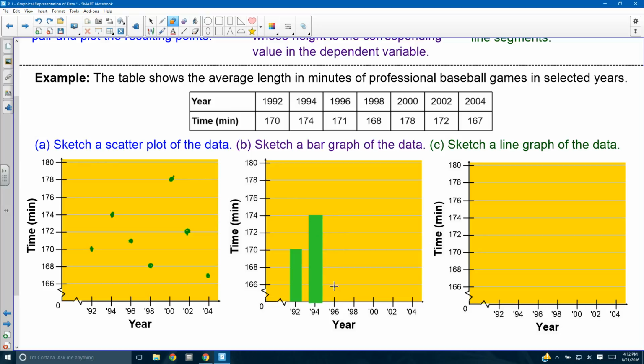And these won't look perfect. Go with it. 171. 98, 168. And you might argue this looks better. Depends. I'll kind of show you why you might, or I'll tell you why you might like one over the other, all depending. 2002, 172. And 2004, 167. Okay. So, it just depends on what kind of stuff you're looking for.